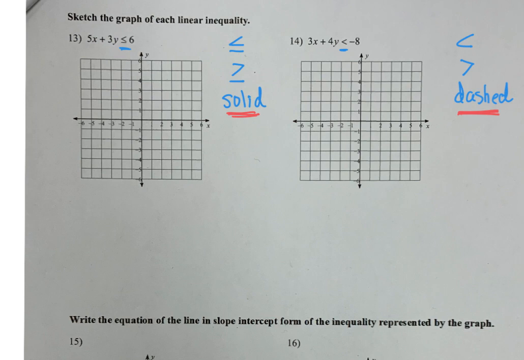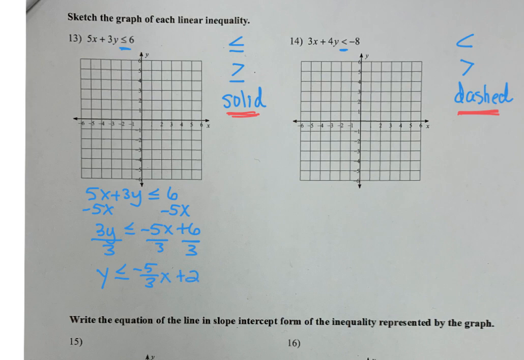Okay, so now anytime you graph, you want to make sure you put your equation into y equals mx plus b form. So taking a look at this number 13, you've got 5x plus 3y is less than or equal to 6. I'm going to subtract 5x from both sides, and I'm left with 3y is less than or equal to negative 5x plus 6. Now I need to divide each piece by 3 to solve for my y. I'm left with y is less than or equal to negative 5 over 3x plus 2.